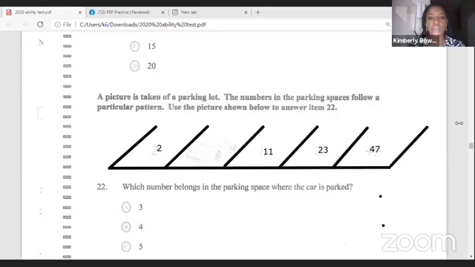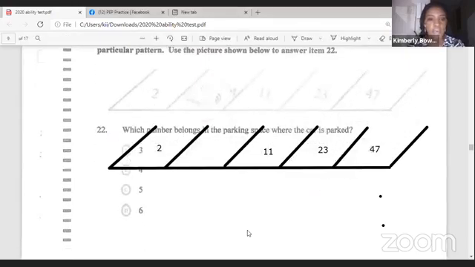So 2 times 2 plus 1 is 5. So the number that belongs in parking space 2, where the car is, it's 5. And then 5 times 2, 10 plus 1, 11. 11 times 2, 22 plus 1, 23. 23 multiplied by 2 plus 1 is 46. So the answer is 5.